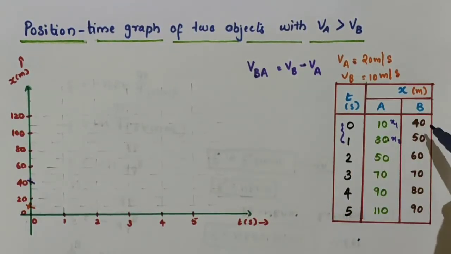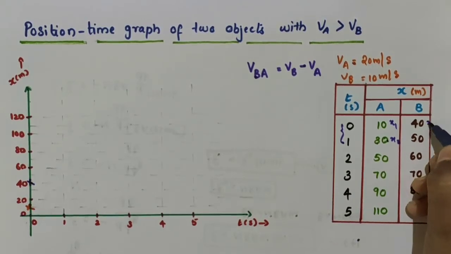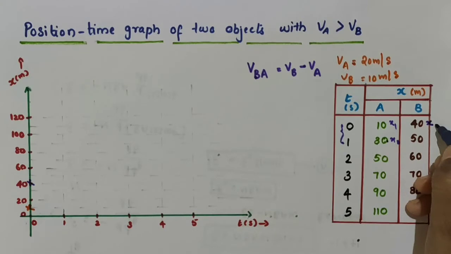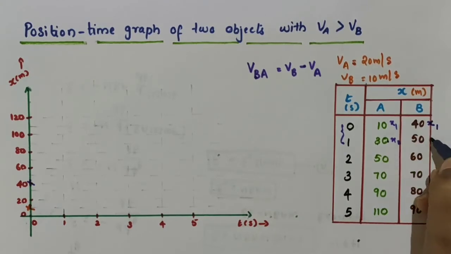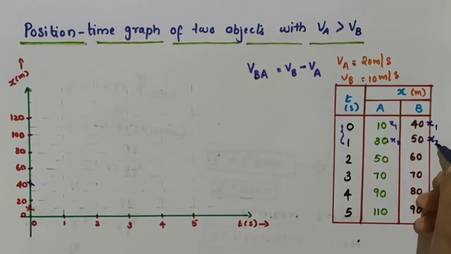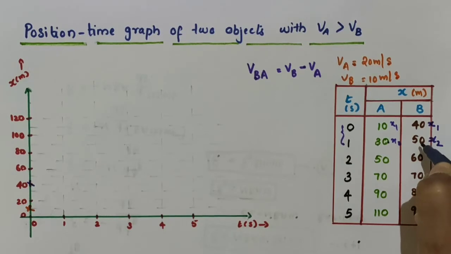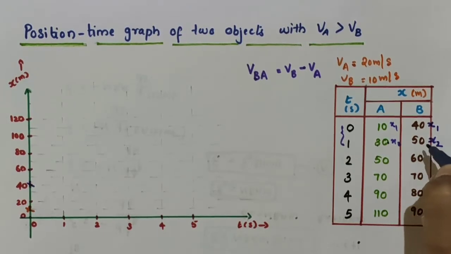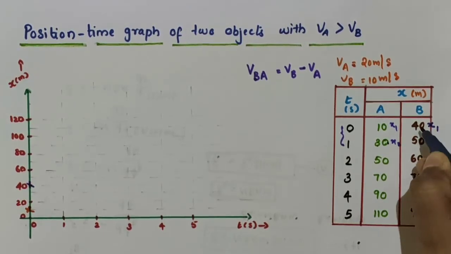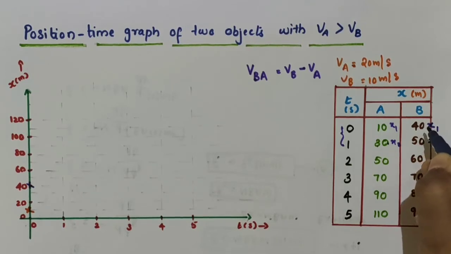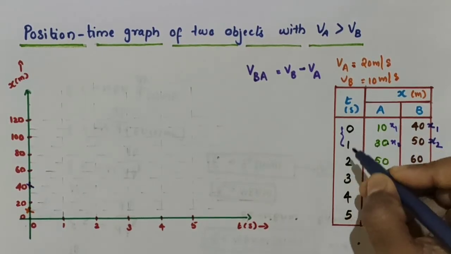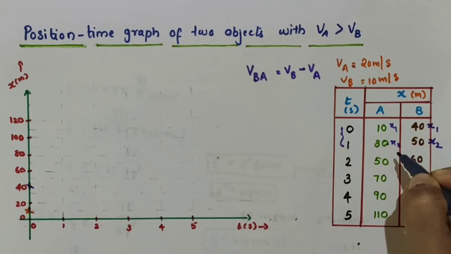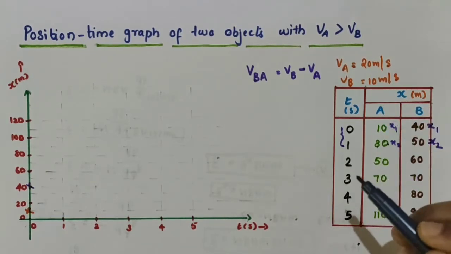Okay. Similarly, when we are taking the average velocity of B, initially the position of the object B is this, and at t equal to 1 second, this is the position of the object B. So average velocity is x2 minus x1, so 50 minus 40, that is 10, divided by t2 minus t1, 1 minus 0. So 10 by 1, that is 10 meter per second.